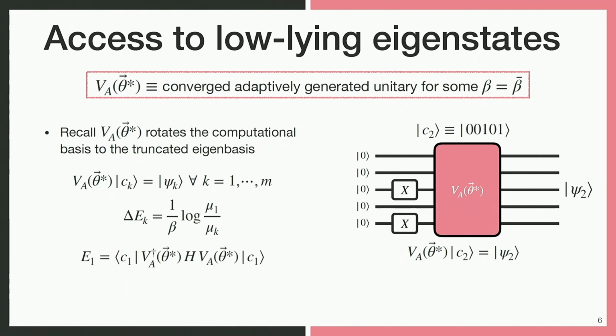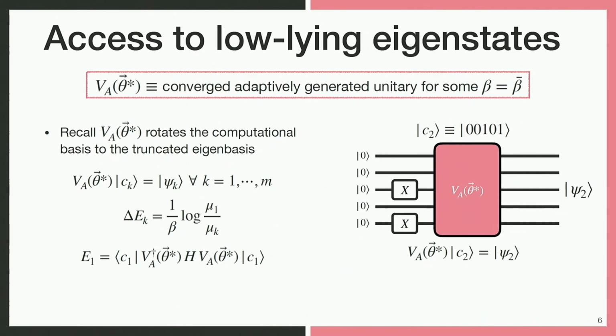Let's assume that V_A of theta star is the converged adaptively generated unitary for some inverse temperature beta bar. Recall that this quantity just rotates you from the computational basis to the truncated eigenbasis. So it's a basis change unitary. To get access to the excited states or low-lying eigenstates, all I have to do is prepare the corresponding computational basis state and then act upon it with the converged V_A, and I get the eigenstates out. So here I show an example where one of your computational basis elements is that quantity, and then you can just prepare this and then hit V_A and you have the second eigenstate.